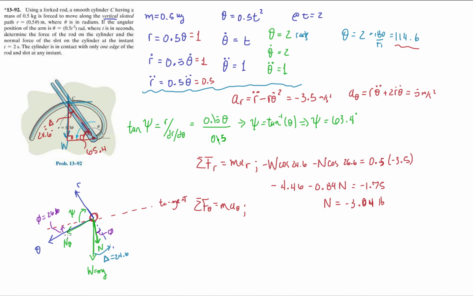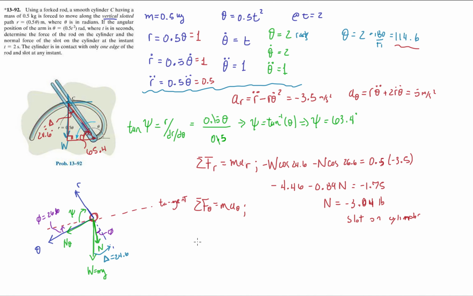And then if we find n theta, we can approach it the same exact way. So let's go back a second. So this will be determine the force of the rod on the cylinder and the normal force of the slot. So this is the normal force of the slot on the cylinder. Okay, so slot on cylinder. All right, and then let's find the normal force on the rod on the cylinder by the forked rod.